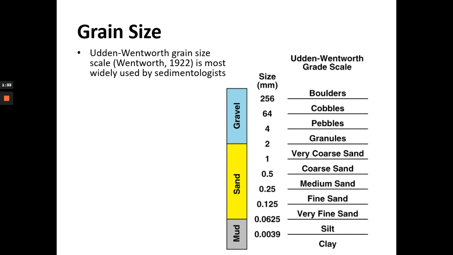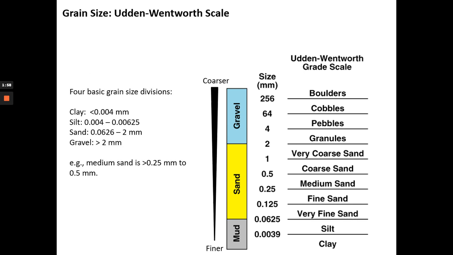Okay? So we need a systematic scale to describe and measure grain size in siliciclastic sediments. And the common scale that we use is what is called the Udden-Wentworth grain size scale. Okay. This is most widely used by sedimentologists. And this is a scale. Okay, so let's just go through what you see in the scale itself.